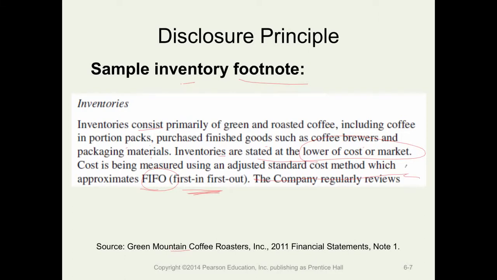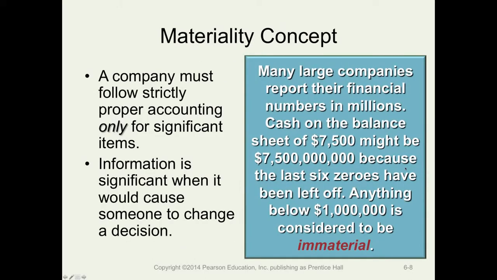Now, you have to disclose all information that is significant enough to influence the judgment of a reasonably informed user. Significant enough means that it is material, and that is our next concept. Materiality tells us that we follow GAAP strictly only if the item is significant.